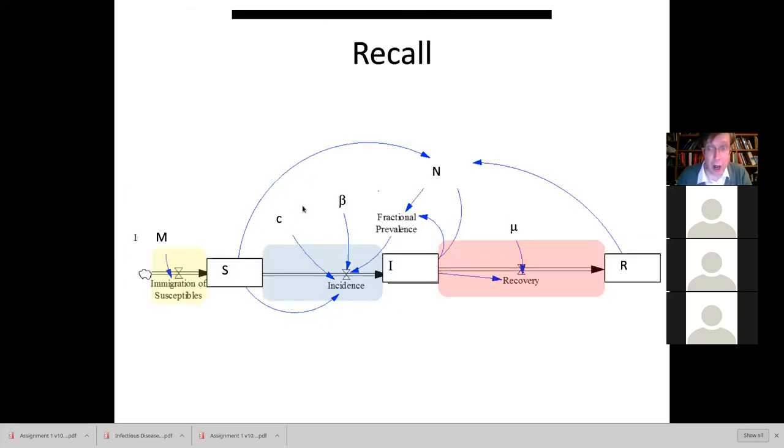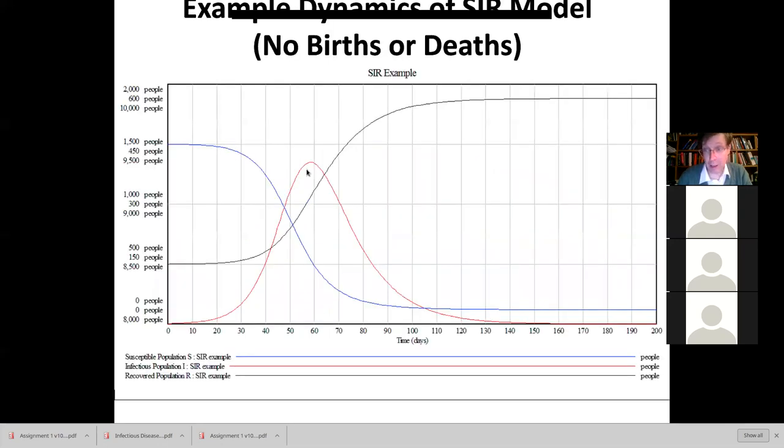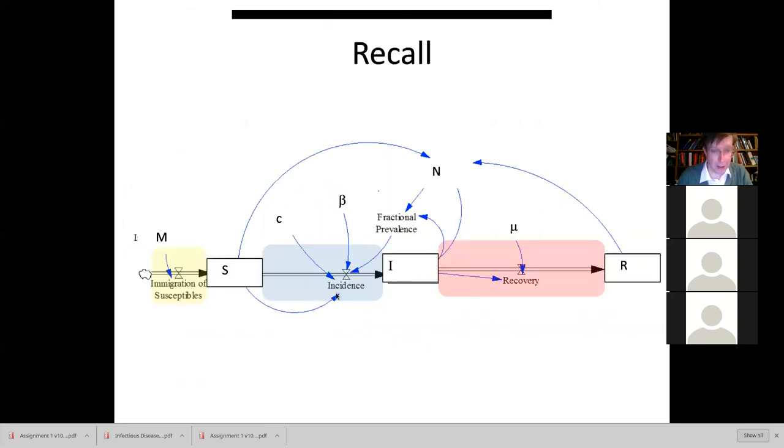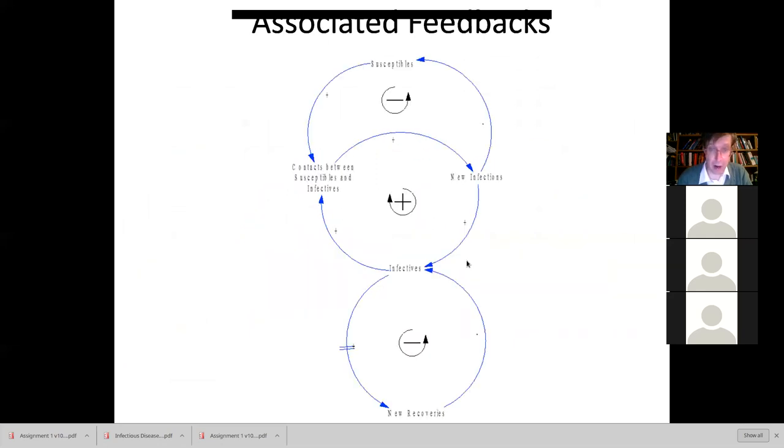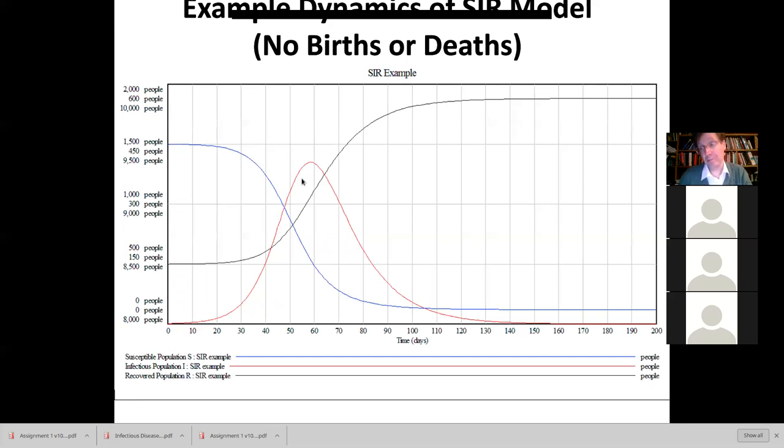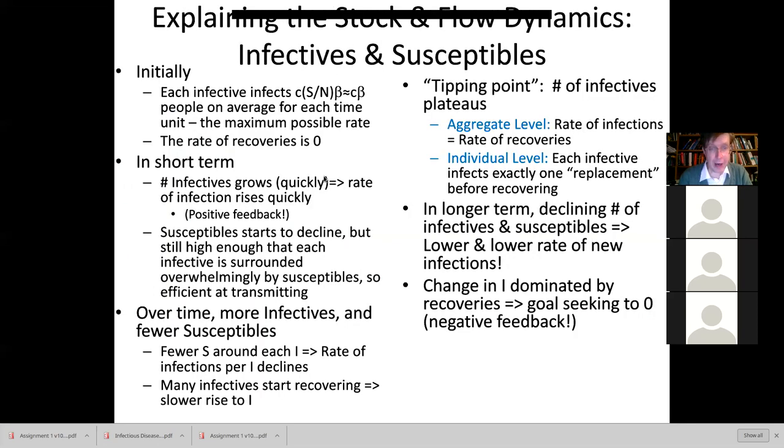If this stock, this red stock, is rising, what does it mean, ladies and gentlemen? If I is rising, what does it tell us about these flows? Inflow greater than outflow? Yeah, inflow is greater than outflow. The value of the incidence flow may be higher earlier, but that doesn't mean I will be at its peak there. The fact that I is at its peak doesn't mean that the value of this inflow is at its peak. It's just that as long as inflow is greater than outflow, it's going to continue to rise, right?